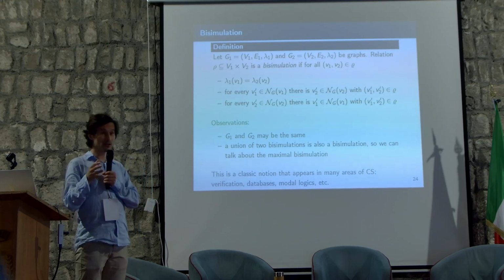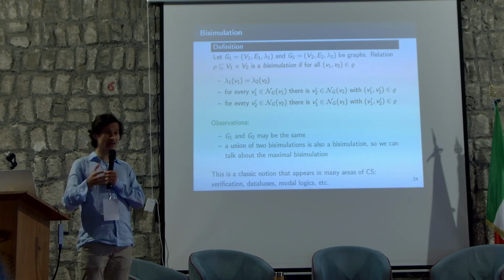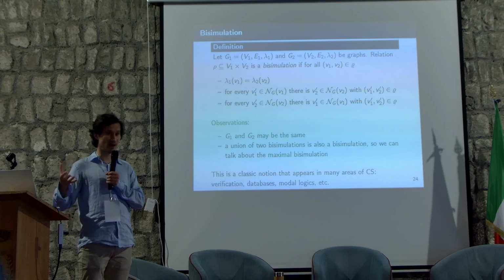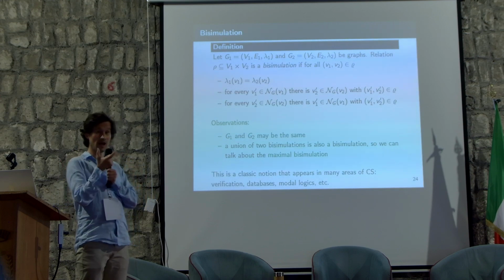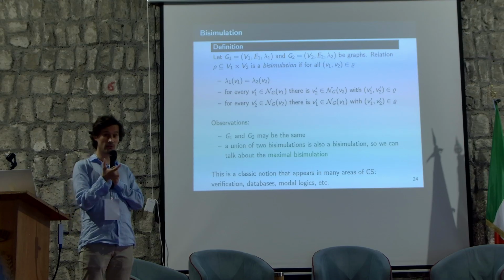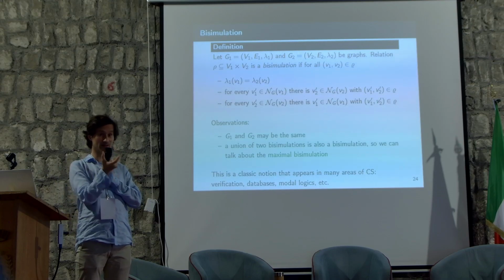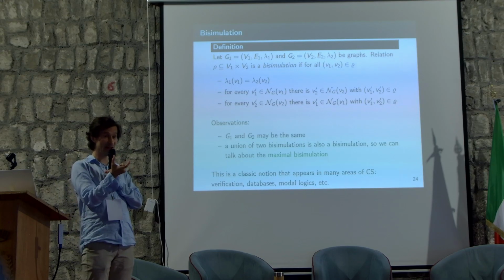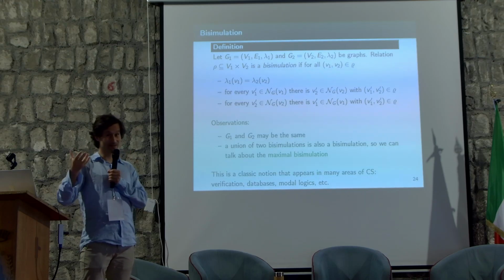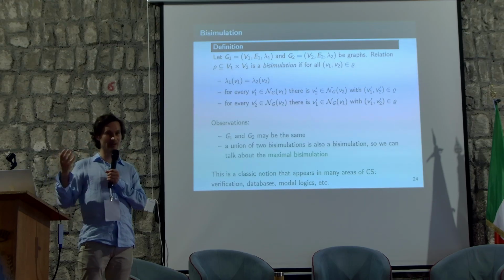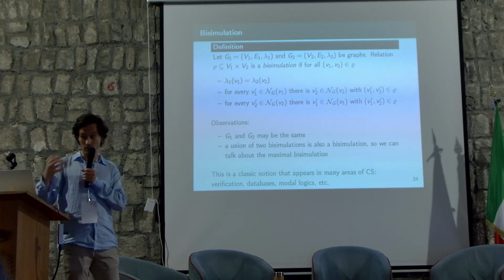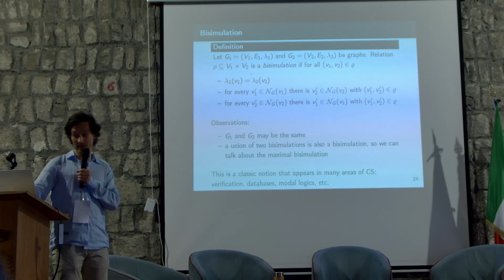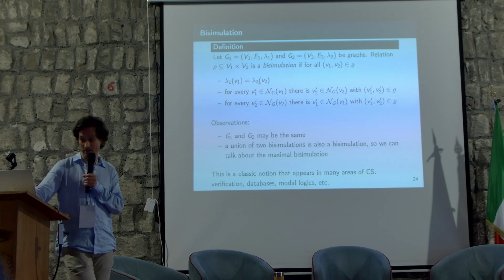So a bisimulation is a binary relation on nodes in graphs, right? We just say that two nodes are bisimilar if they have the same labelings by themselves, and we can actually find bisimilar nodes in their neighbors, in a sense. So basically, okay, same labels by themselves, these two nodes, V1 and V2.